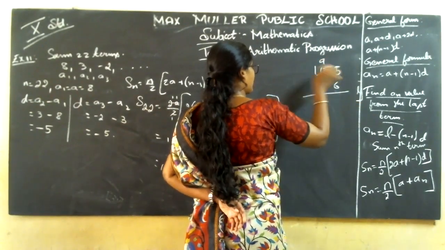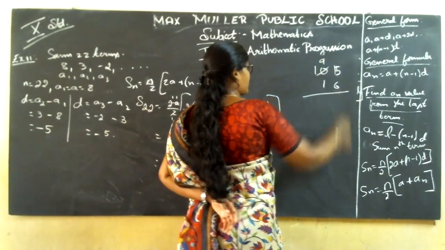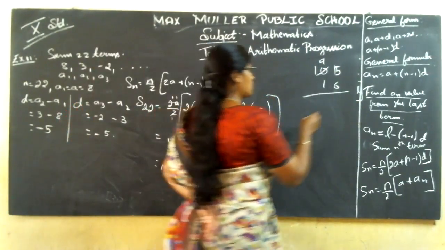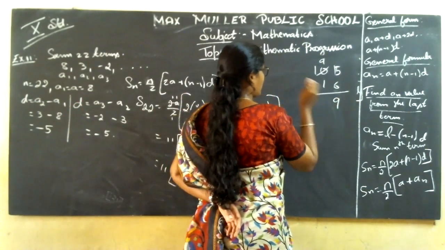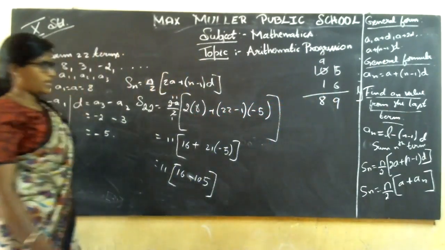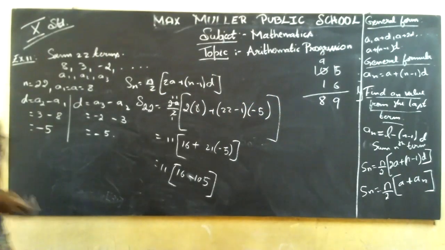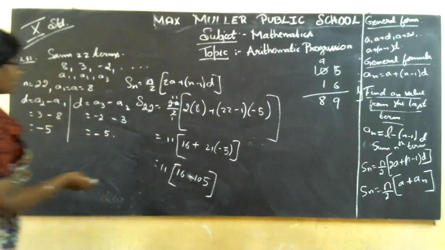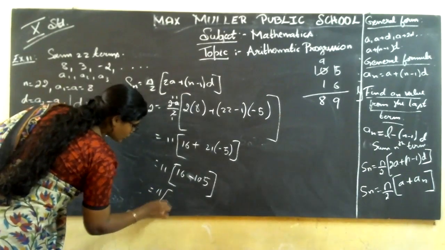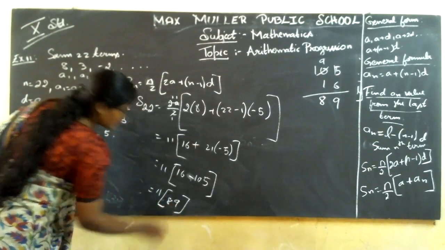This becomes 9, 15. So 6 plus 6 is 12. 12 plus 3 is 15. So it is 9. 9 minus 1 is 8. Correct? 6, 7, 8, 9, 10, 11, 12, 13, 14, 15. Correct. So 10 minus 1, the 9 minus 1 is 8. So it is 11 into 89.